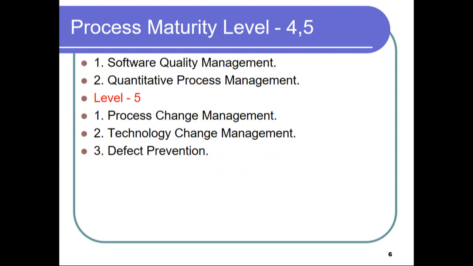The fourth and fifth levels concentrate on quality management. Software quality management and quantitative process management will be taken care of by level 4, and level 5 is process change management. The only thing that never changes is change itself, as we used to say. If process changes are needed, then we have to do it in another way. So process management will be there, and technological change management.